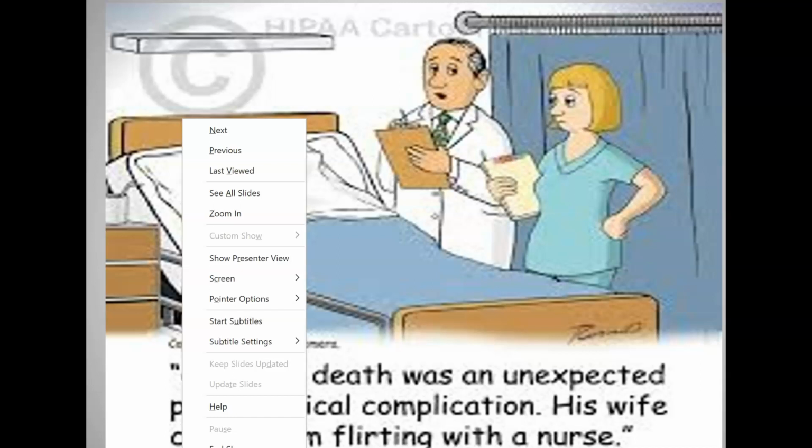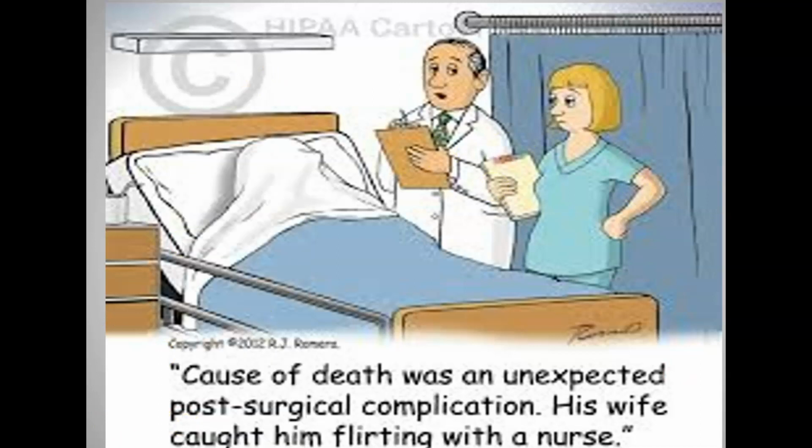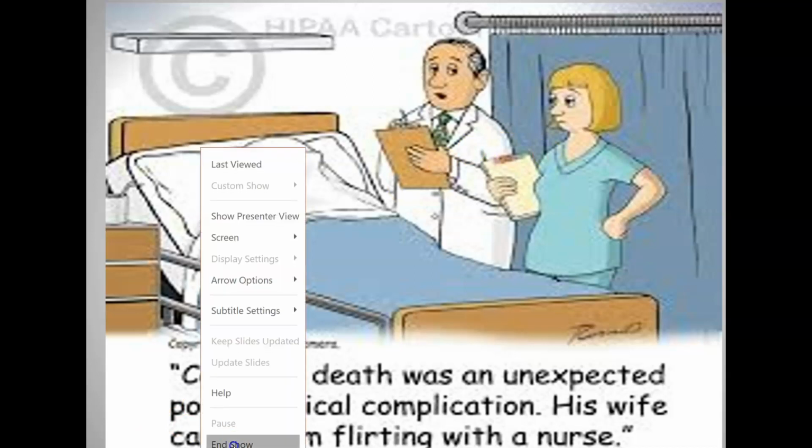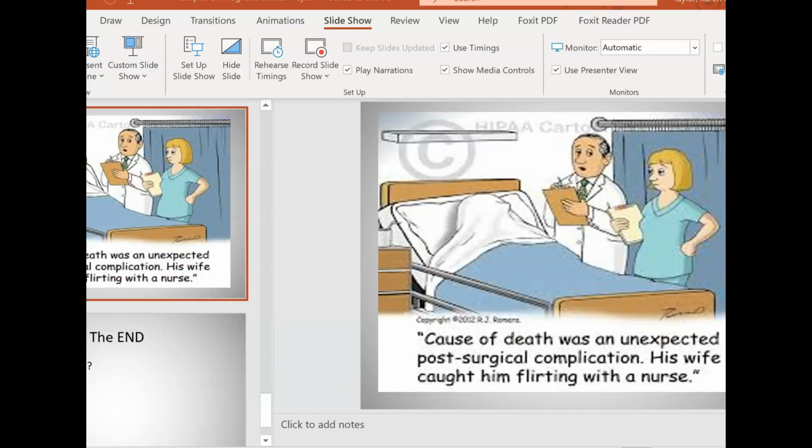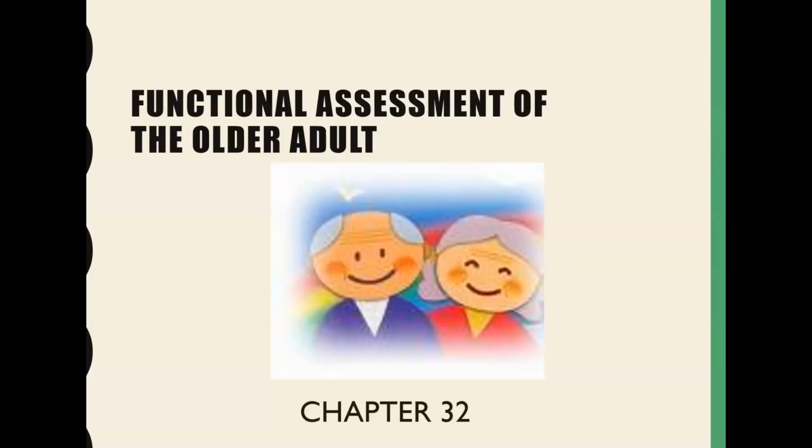So, chapter 32 would be the older adult. Okay, everybody. Chapter 32 is our functional assessment of the older adult, my little old people.